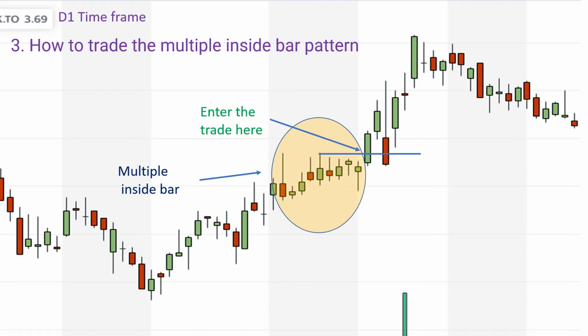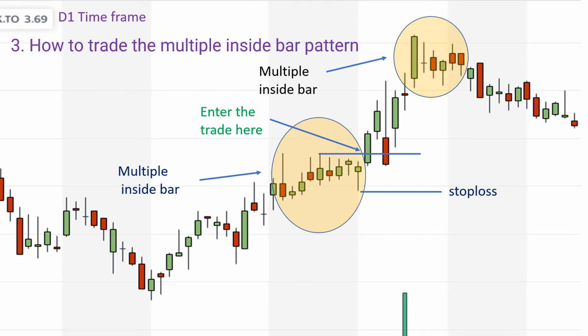So they enter the market here and they put their stop loss right there. I'm going to show you another multiple inside bar at the top of an uptrend.